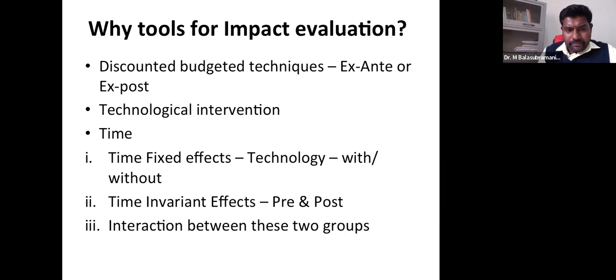In this time factor, there are time fixed effects, taking some qualitative factors and outcomes which we take as our objective. Then the time fixed effects model will be very useful. Time invariant effects will be the before or after, pre and post time period, to be assessed. And the interaction between these two groups, the time fixed effects and time non-fixed effects, will be assessed through this model.